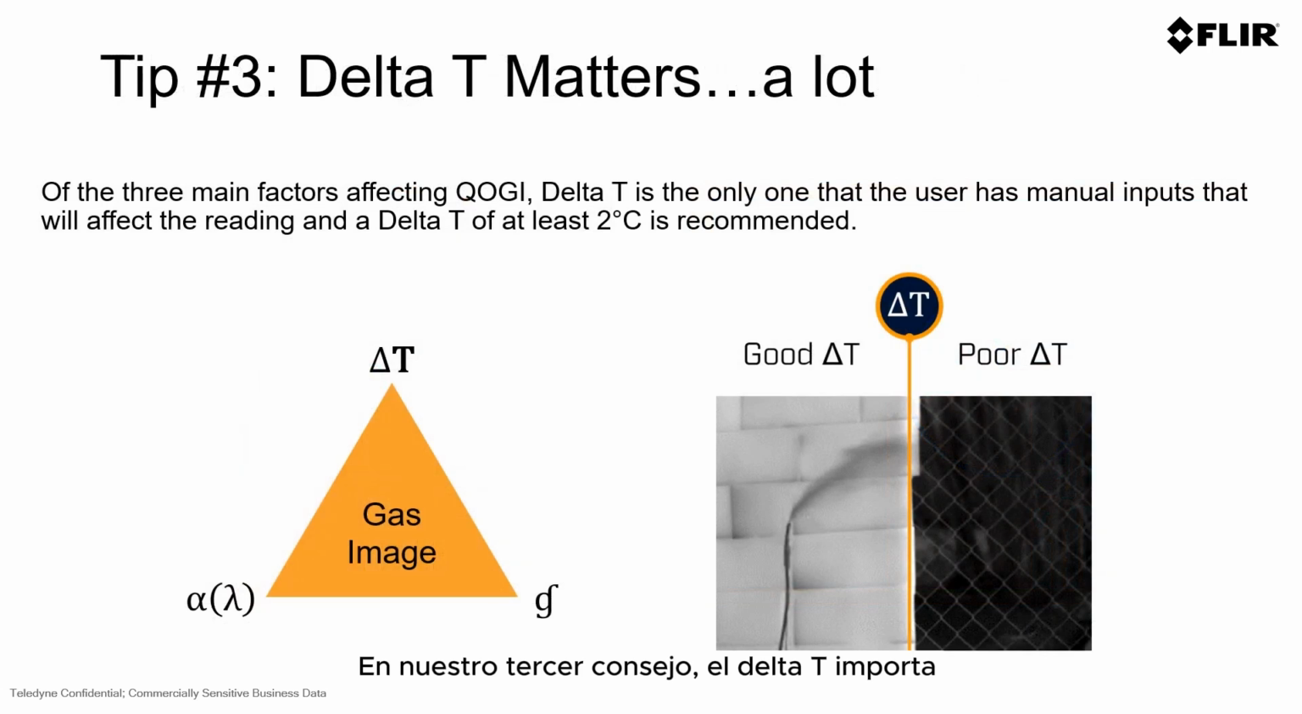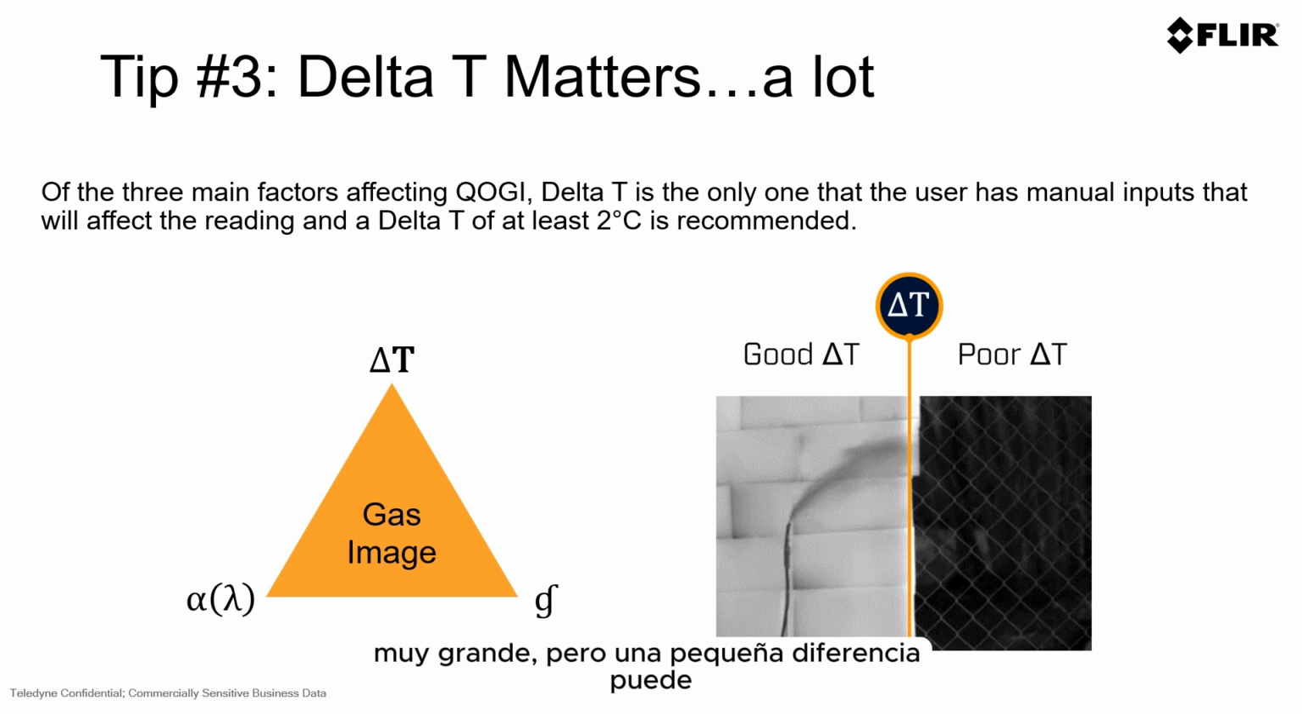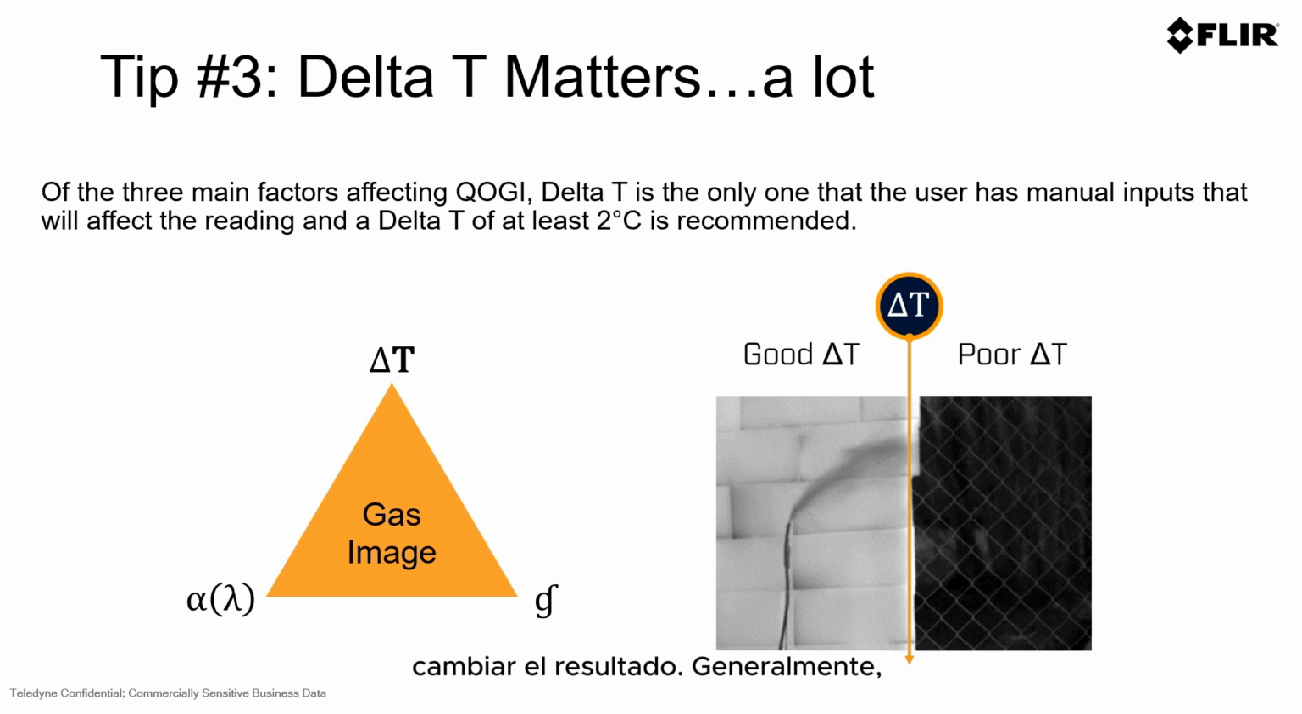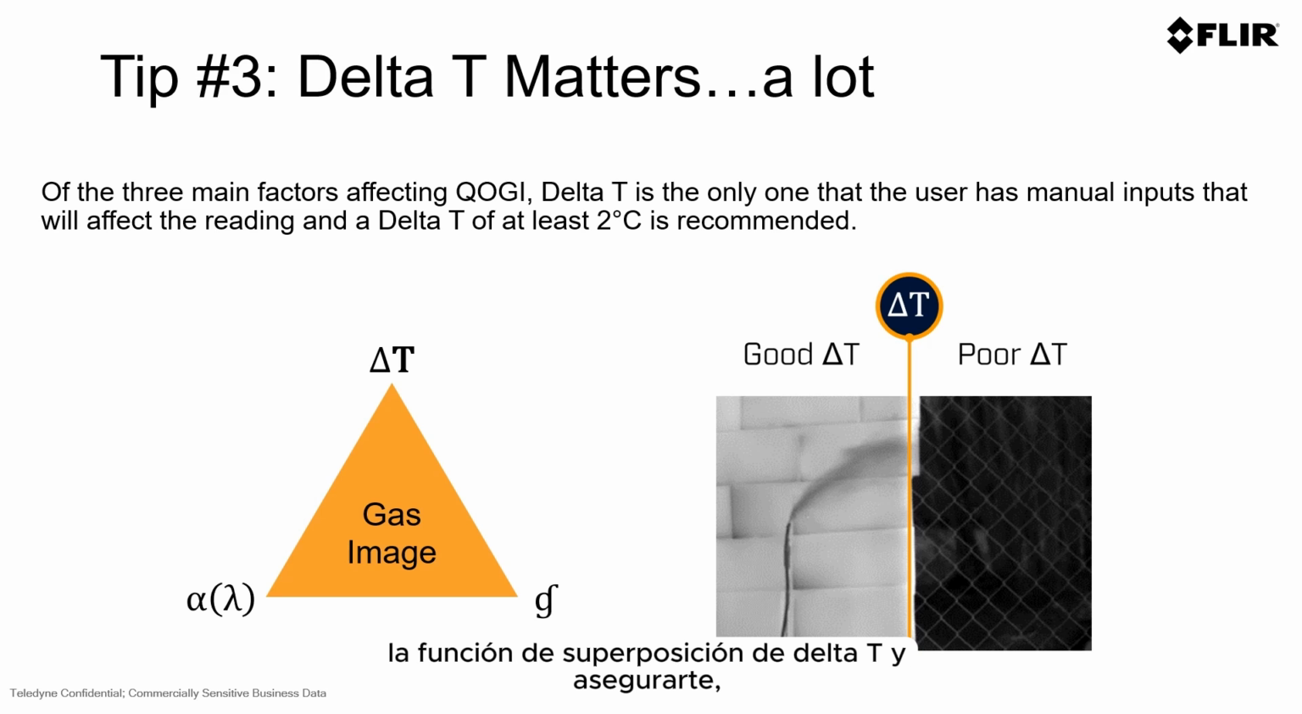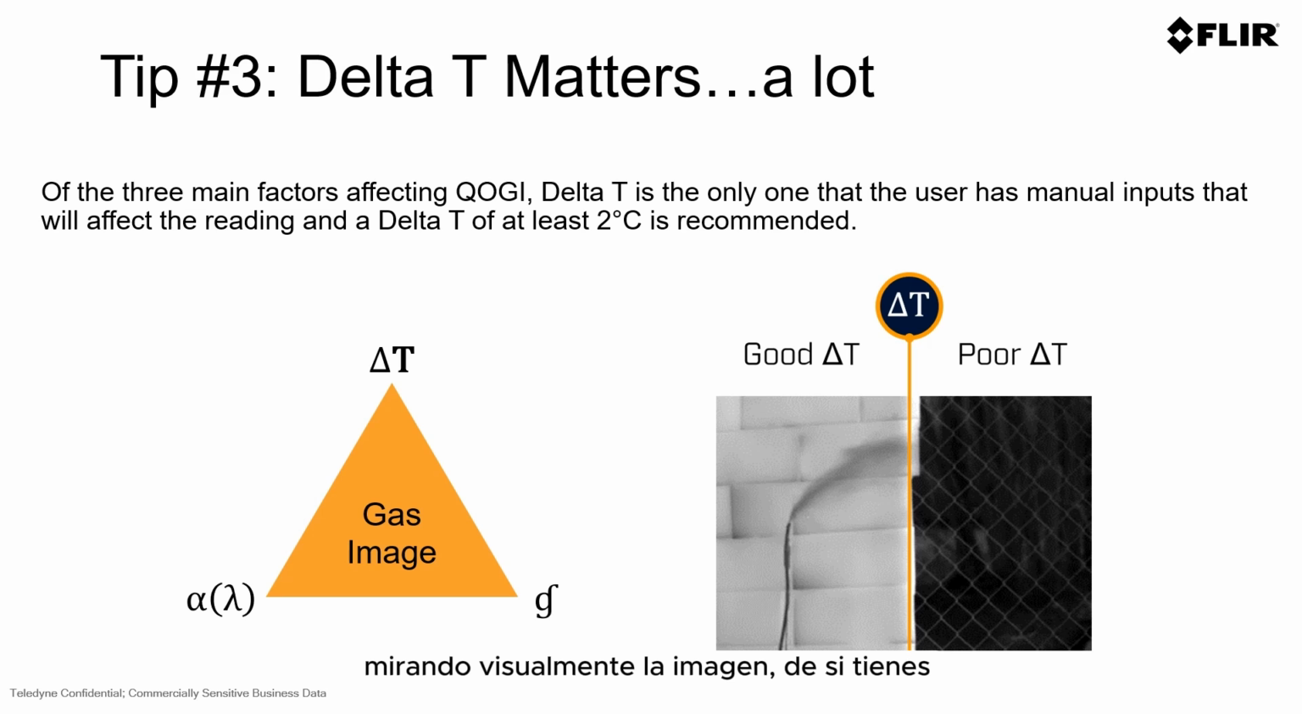In our third tip, delta T matters a lot. As we've discussed throughout this presentation, the use of a delta T feature or ensuring proper delta T with QOGI is a must. It doesn't have to be a lot of delta T, but a little bit of a difference can change the output. Generally, we recommend at least 2 degrees Celsius in delta T, which you can put into the delta T overlay feature and ensure by visually looking at the image whether or not you have sufficient delta T in your OGI camera.